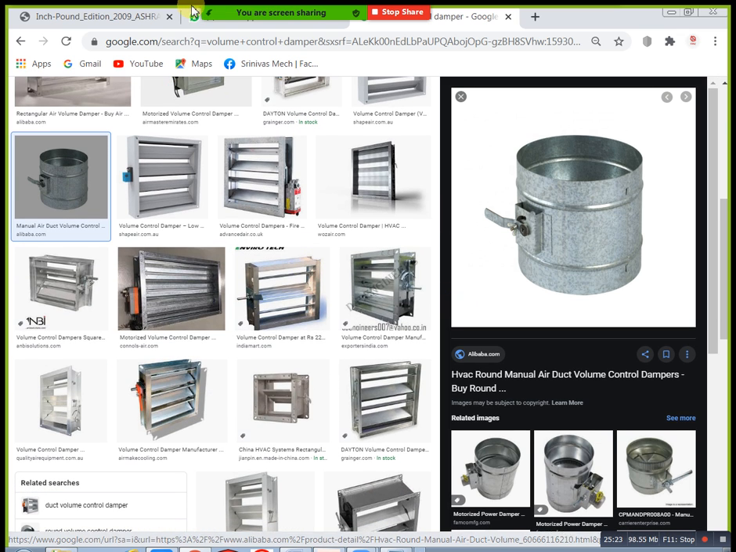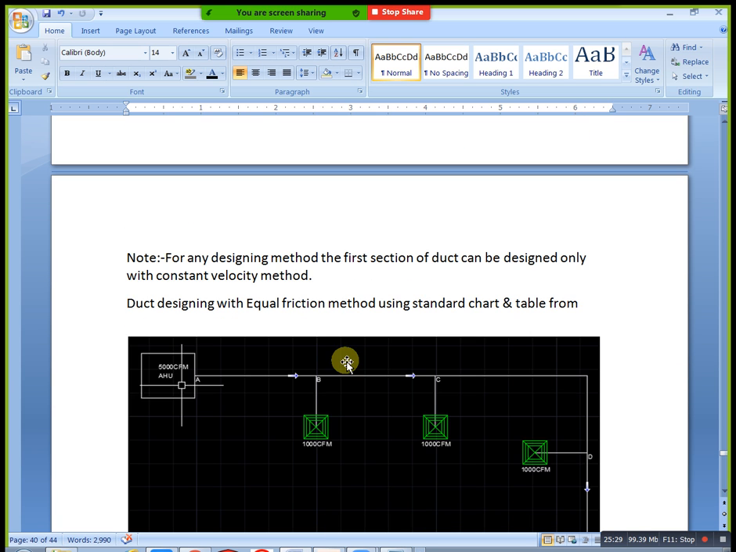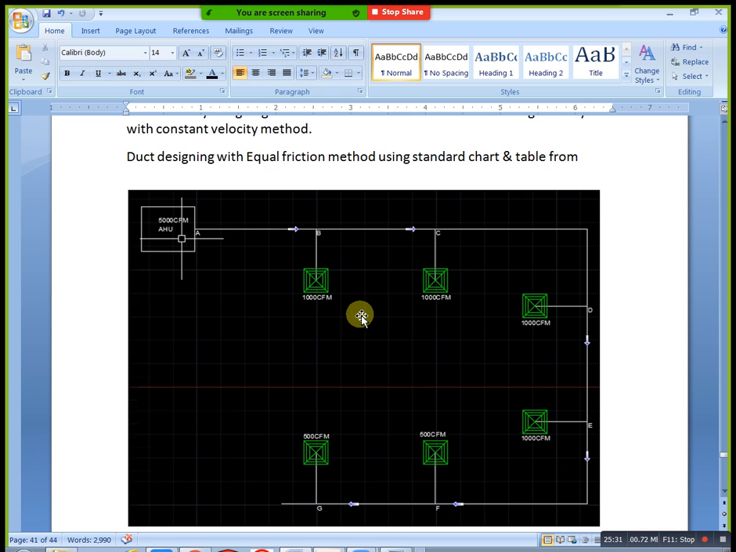Okay, next, for example, in this equal friction method, using a standard chart and table, just you can see: duct designing with the equal friction method using a standard chart and a table. Okay, can you all write this one?